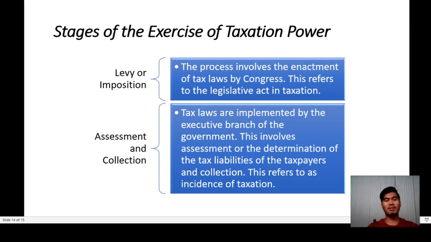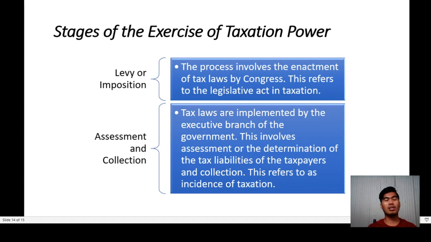Stages of exercise of taxation power. So we have one, levy or imposition, and the other one is assessment and collection. So nasabi natin kanina, taxation ko is it is a legislative act. Kumbaga, it is a legislative act kung saan the imposition or the levying of taxes originates from the House of the Representatives. Mga congressman, sila po yung i-impose, sila po yung nagli-levy, sila po yung nagda-draft ng bill for taxation. Sila po yung gumagawa ng tax laws.